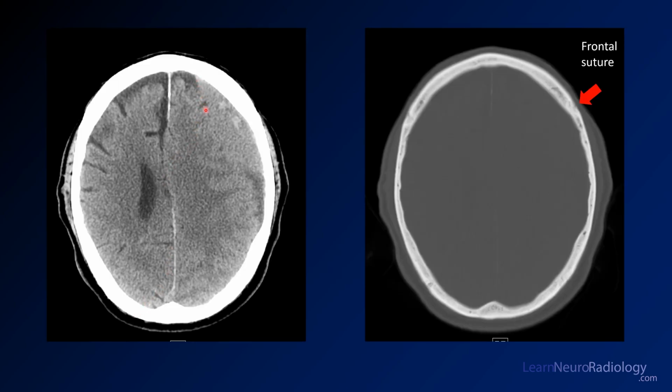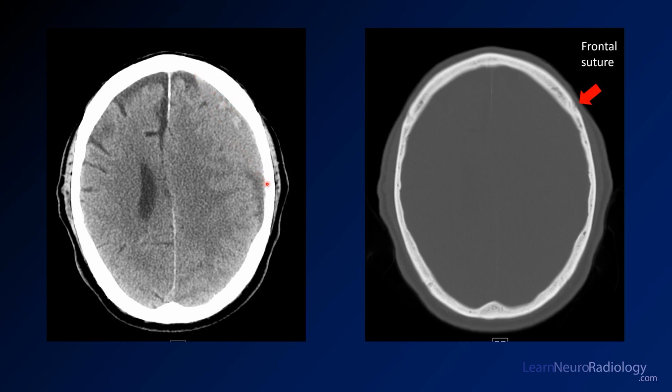So here what we have is an extra-axial collection. It's high density here along the left frontal convexity. It's causing some mass effect. You have a little bit more blood back here. But if you look, the frontal suture is here. So this is crossing the frontal suture. Now, if you have an epidural hematoma, it will stop at the suture.